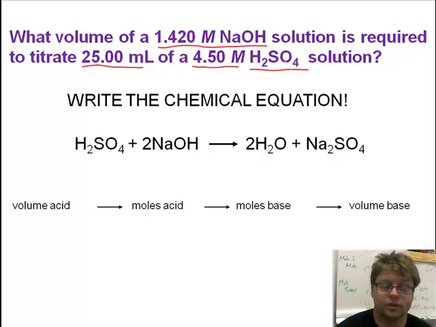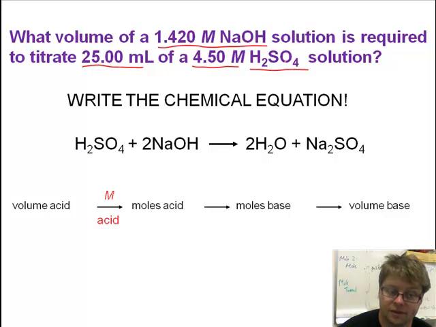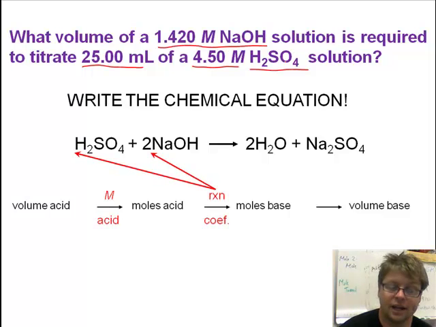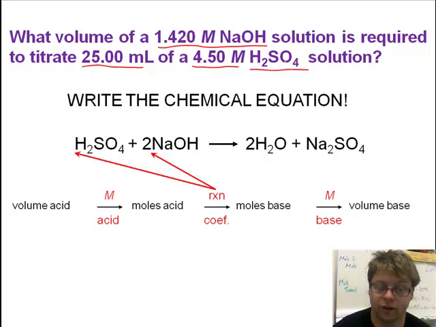So now we start with the volume of the acid, and we convert it to moles of acid using the molarity of the acid. Then we go from moles of acid to moles of base using the reaction coefficient, the 1-to-2 ratio. And then we convert from moles of base to volume of the base using molarity. So if we start with 25 milliliters, this is again using dimensional analysis. You can also use proportions for this.